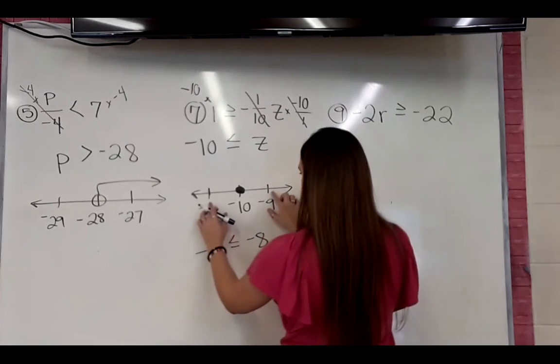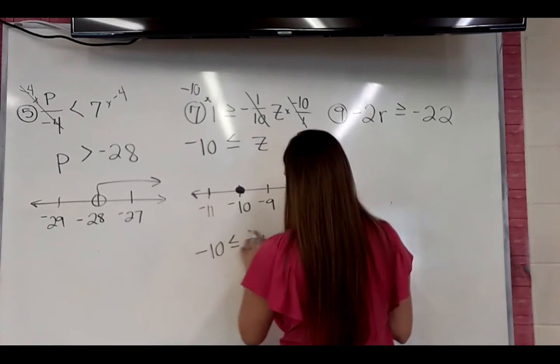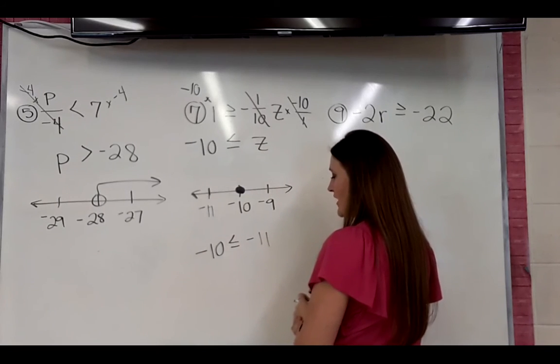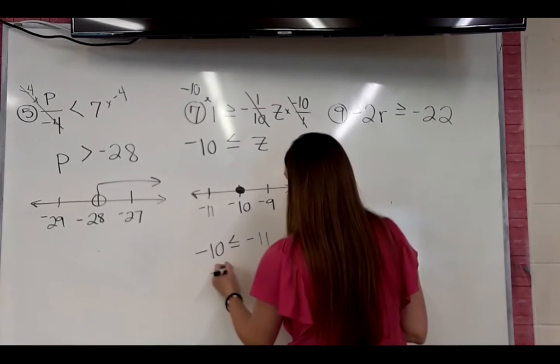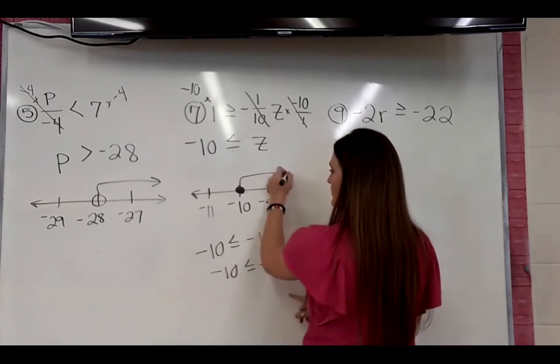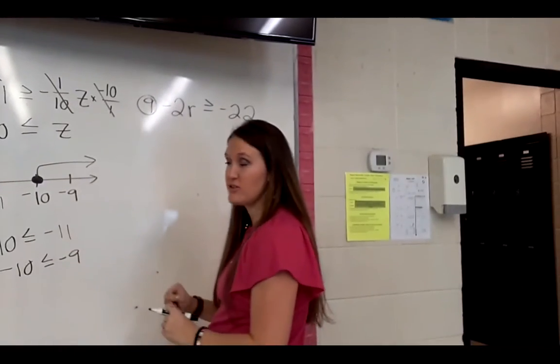I just realized that should be negative 11. My bad, guys. Is negative 10 less than or equal to negative 11? No, it is bigger. Is negative 10 less than or equal to negative 9? Yes, that is true. So it goes this way. Remember, that's how you can check yourself. Plug numbers in from either side.